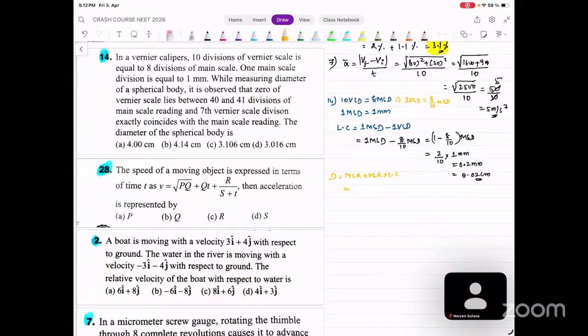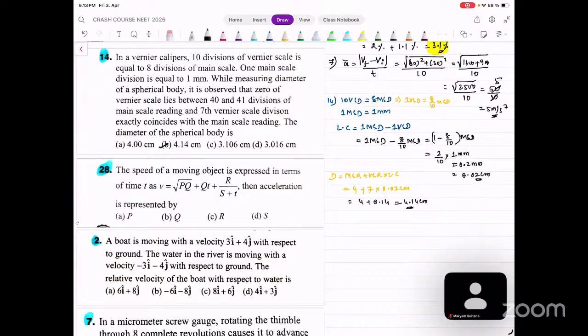4. Very good. 4 plus the vernier scale reading, which is coinciding at 7, into the least count. What is the least count in the problem? 0.02 centimeters. Clear? So now if I simplify this, 7 times 0.02 is 0.14. So it will be 4 plus 0.14, which is 4.14 centimeters. This will be the answer, the second option. Clear? Very good question, beta.